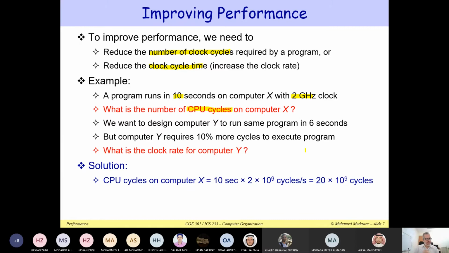Is this clear? Yes. Is this clear, Khalid? Yeah, it's very simple. Yes, Doctor. Yeah, so that's actually the answer that I was looking for.